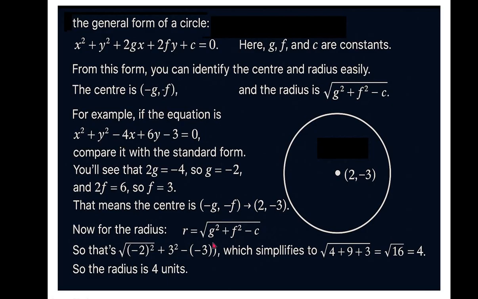Now the radius of the circle, r is equal to the square root of g square plus f square minus c. We know that g is minus 2, so minus 2 square plus 3 square minus c, and c we take from here as minus 3. Remember that minus times minus gives plus. This root simplifies to 4 plus 9 plus 3, which is equal to 16, so the radius is 4 units.